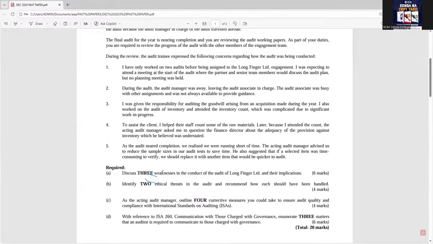So if this can be put in place, those would be the corrective measures that can solve part of the challenges or weaknesses we identified under this audit. So this part C was in relation to part A. You just solve those weaknesses that we see there.